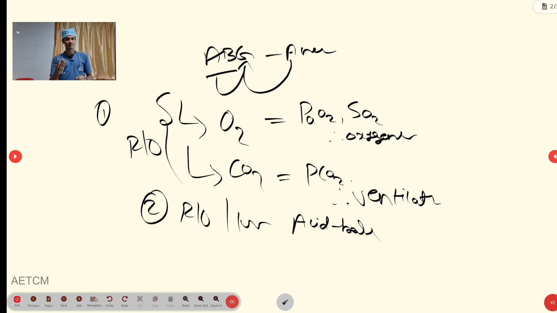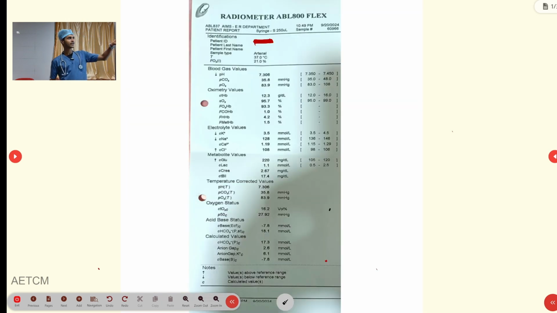Apart from this, we also get some other values, like abnormal hemoglobins such as carboxyhemoglobin and fetal hemoglobin, if you have that provision in your setup. Electrolyte values also, and metabolite values, most importantly glucose and lactate levels, creatinine and bilirubin levels, and anion gap and HCO3 level. Basically we get PCO2, PO2, pH and HCO3. That is why we said oxygenation, ventilation and acid base disorders.